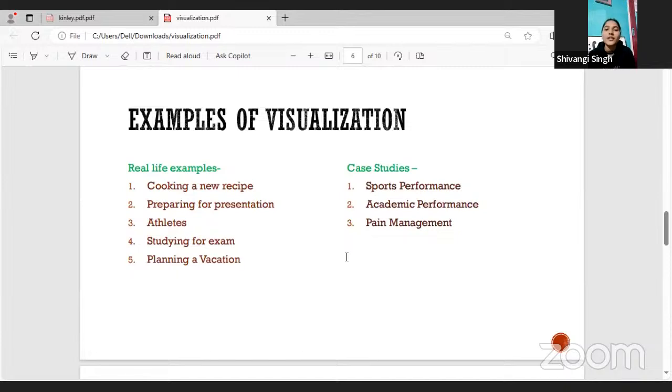Let's understand the visualization concept with some real life examples. When we create a new recipe, we start visualizing the final dish, how it will smell, how it will taste, and that everybody will love it. When I was preparing for this presentation, I visualized myself engaging my audience and preparing myself very confidently.